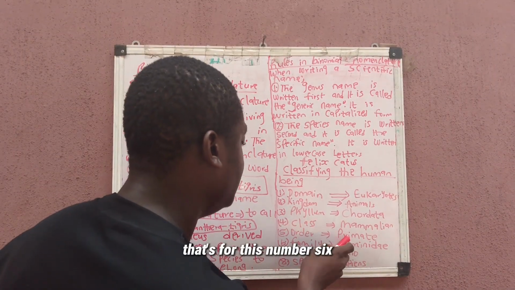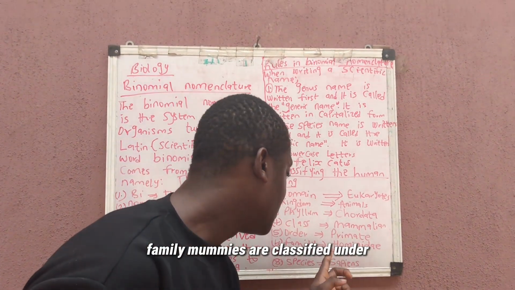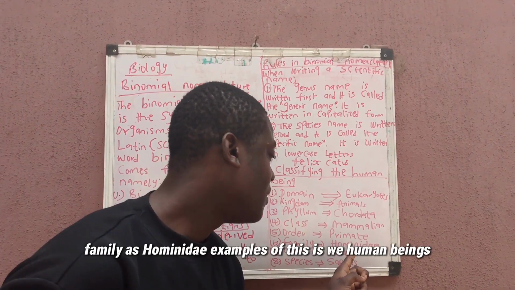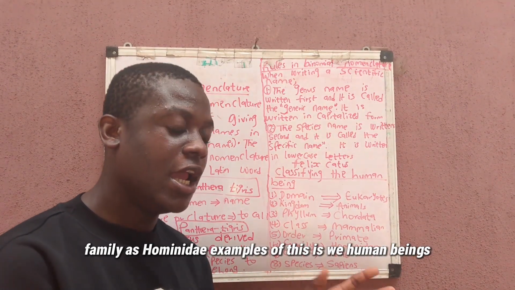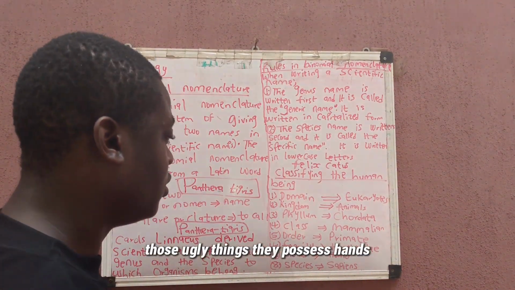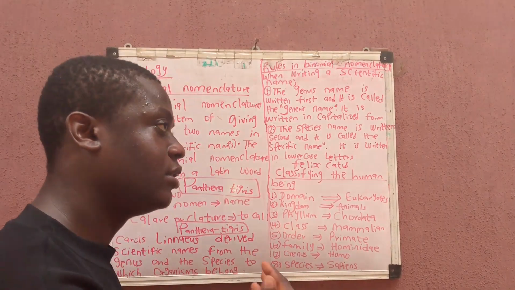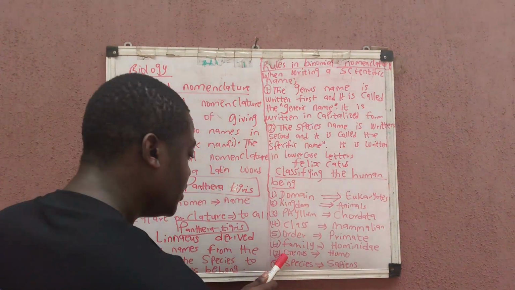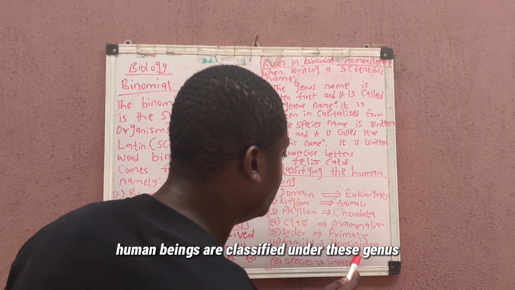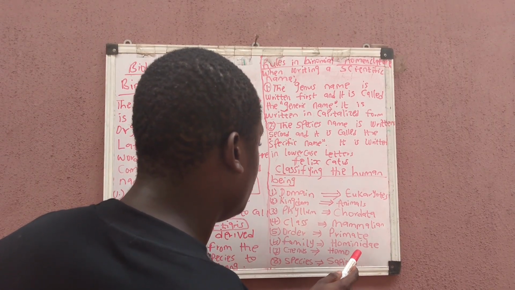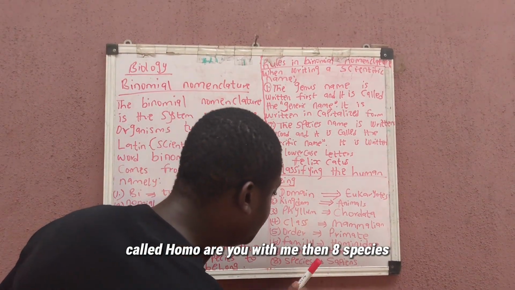Number six, family. Human beings are classified under family as Hominidae. Examples of this are we human beings and apes, are you hearing me? Those organisms possess hands, feet, hairs, etc. Seven, genus. Human beings are classified under this genus called Homo. Are you with me?